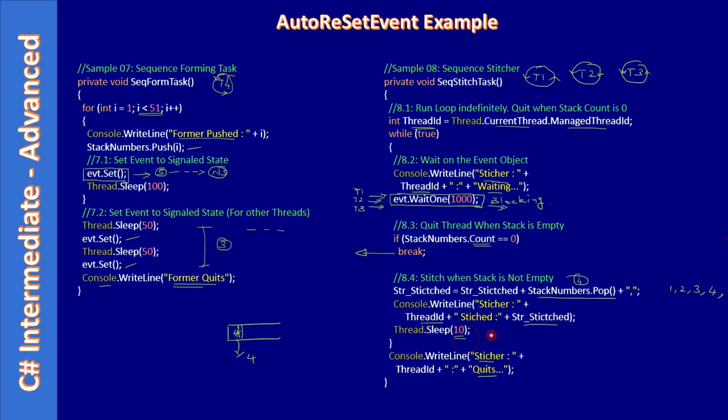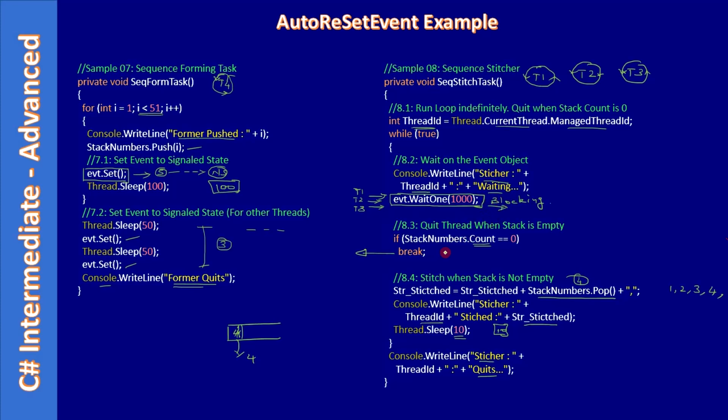Finally, we give a 10 millisecond sleep, so it will go ahead and wait on the auto reset event object. Here if you see, the wait is 100 millisecond. Here it is just 10 millisecond. That means we will make all 3 threads wait on the signal. So all 3 threads most probably will go and wait for the signal, and once it gets the signal, any thread will enter.